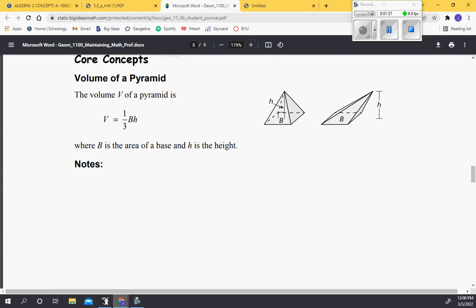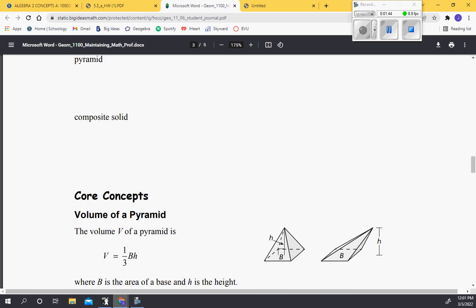I'm going to scroll down a little bit here to show you what our formula is. It has something to do with that. It's 1/3 times B times h, where B is the area of the base. So we have to find the area of the base, multiply that by 1/3 and the height. So that's where that 1/3 comes into play.